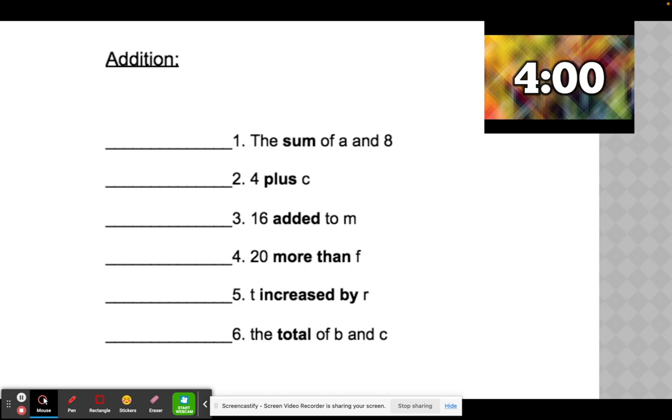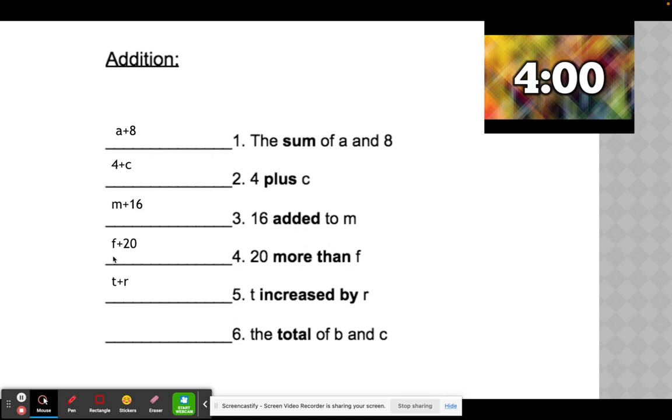Here's the first 6. Let's see how you did. Sum of a and 8 should be a plus 8. 4 plus c. 16 added to m. Notice I did it m plus 16 because I'm adding 16 to m. But because addition is commutative, the order doesn't matter. 20 more than f. I did 20 more than f, so I added the 20 to the f. But if you did 20 plus f, that is just fine.